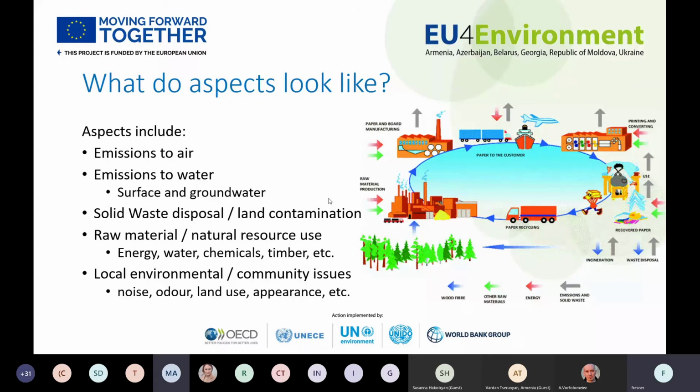How do aspects look like? Basically, they can be everything, like we see in the right picture. Ideally, we should consider the product life cycle, so all the environmental aspects which are induced also by the raw materials, by the production, by the use of our products, and by the disposal.